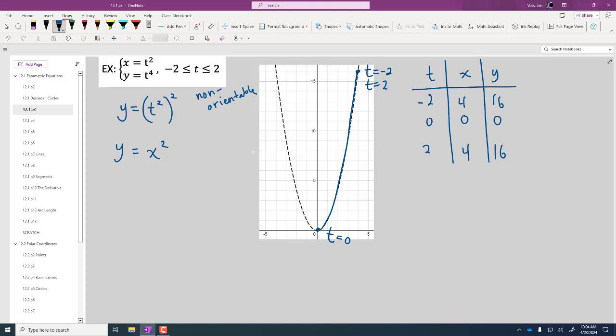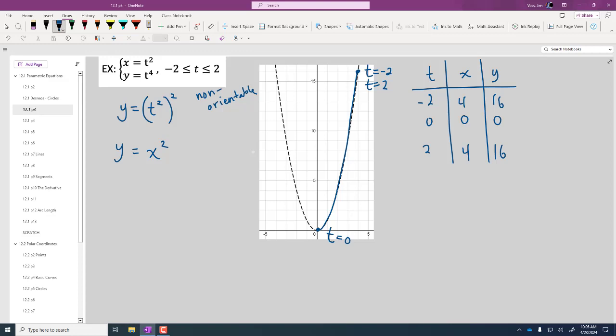So non-orientable as it sits, but if you change your domain, you could find two orientable curves that are part of this parametric curve. It's very similar to what we were doing back when we were doing implicit functions. When you graph a circle, you know that a circle is not a function, but it is the union of two functions. The upper semicircle is a function. It passes the vertical line test. And the lower semicircle is a function. So it's that same kind of idea that this parametric curve has two oriented parametric curves as part of it. But as it's given, a parametric curve includes the two equations, if you're in two space, and the domain. The whole thing together is the parametric curve. So this parametric curve as given is not orientable.